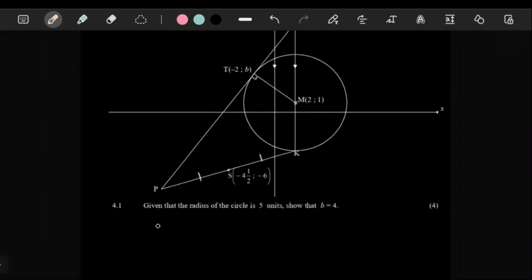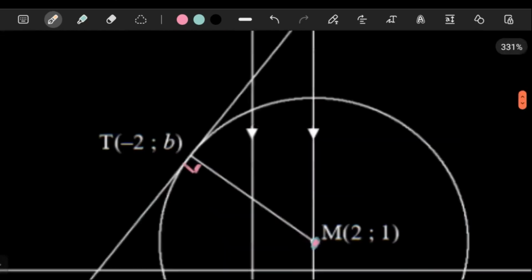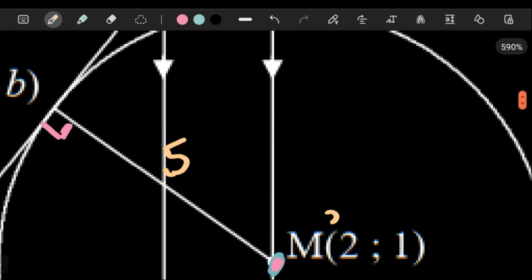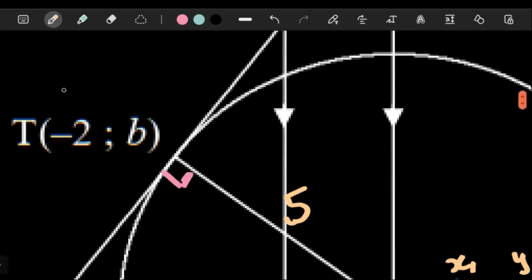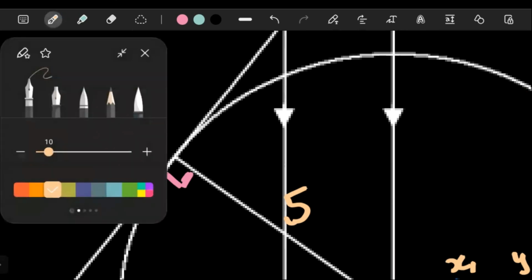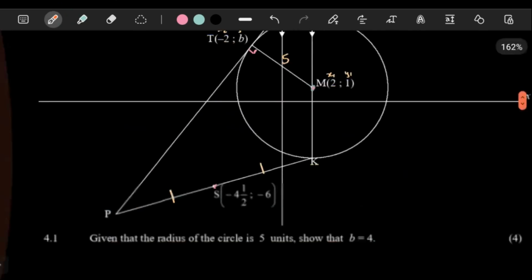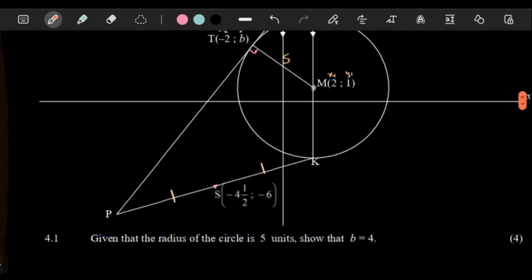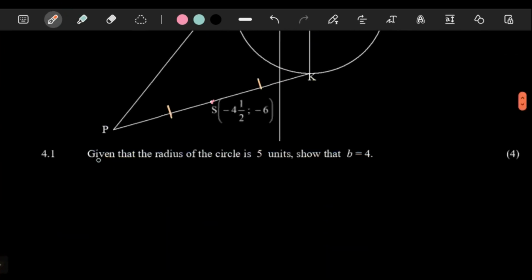For 4 marks, they say given that the radius of the circle is 5, show that B is equal to 4. Well, if this distance is a 5, we can just use the distance formula to show that B is a 4, you see. Because this we can label as x1, this as y1, x2, y2. We can definitely do that. So all this being done, the one thing we need to keep in mind is the following. What do we need to keep in mind? We need to put distance, right? So let's put here distance.